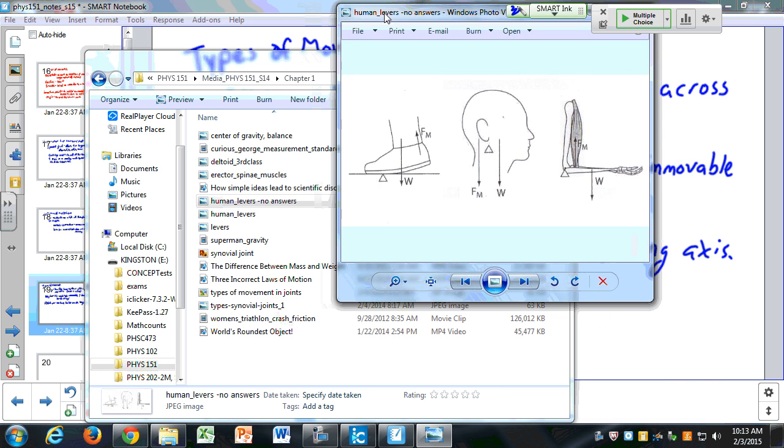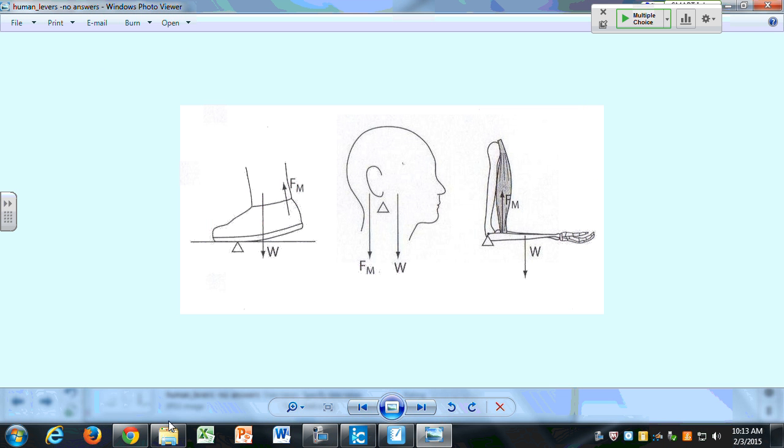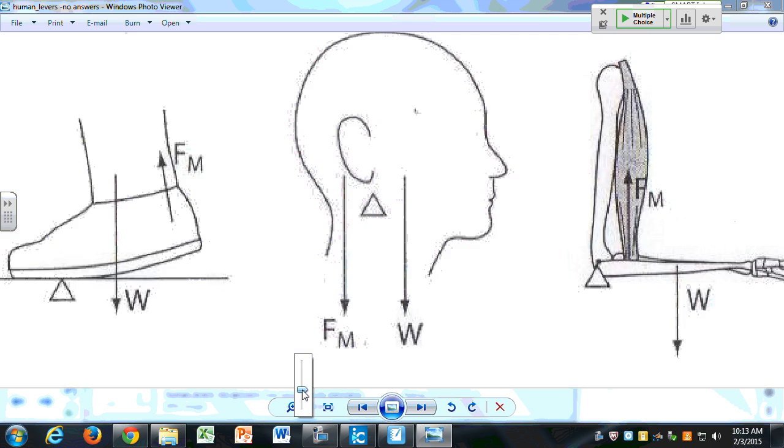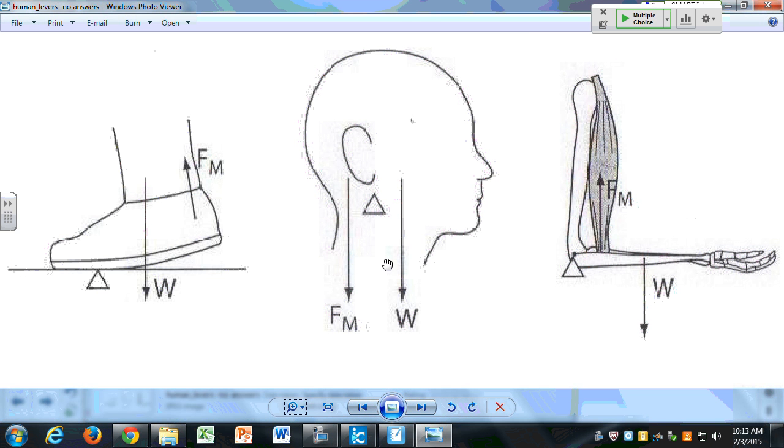There's our foot with our fulcrum at the base of the foot. The weight is the weight of your body that's pulling down, and then the effort that you require is up. So your effort is from your calves that's pulling up. This is your head. Our fulcrum is right here. This would be like nodding back and forth. The weight of the head pulls down in this direction, and then this is our effort, the force required to hold it. And then this is another lever where our axis of rotation, our fulcrum is here, our effort is right here, and then our weight is right here.